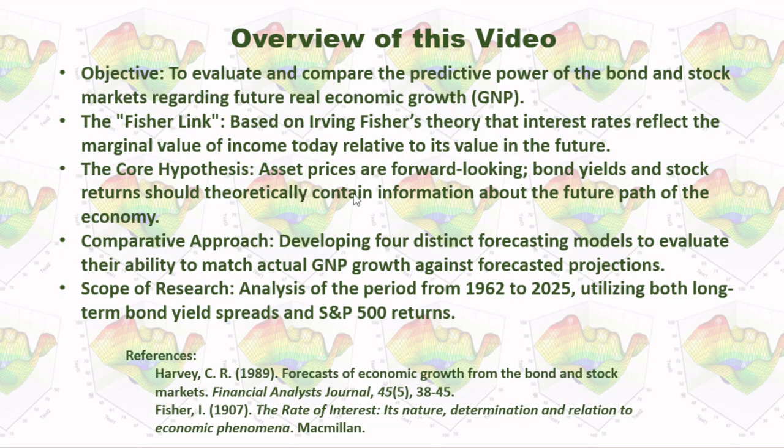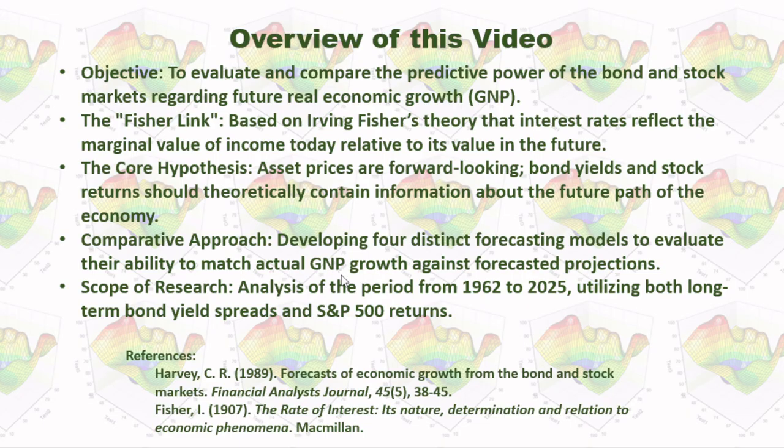Asset prices are forward-looking. Bond yields and stock returns should theoretically contain information about the future path of the economy. And so Harvey developed 4 distinct forecasting models to evaluate their ability to match actual GNP growth against forecasted projections.